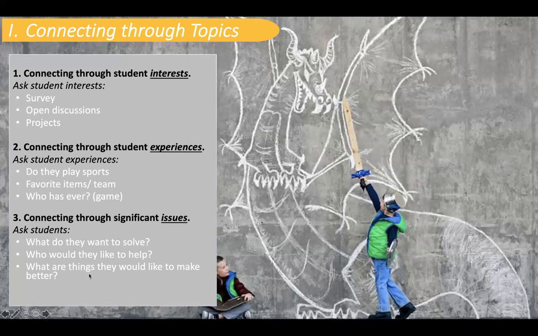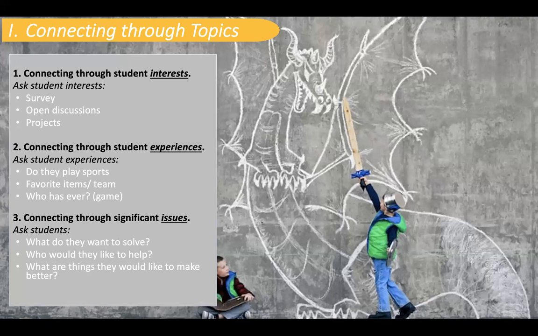And then number three, connecting through significant issues. What do they want to solve? Do you want to find a way to bring fresh water to third world countries and food on a regular basis? Or do you want to create a way to collect trash and pollutants in the ocean so that the aquatic marine life is a lot safer? It could also be a situation like, who would you like to help? Would you like to help animals or people or elderly people or babies?